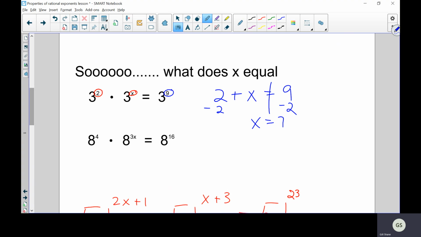So now the next problem, use the exponents on the problem side to get the exponent on the answer side.